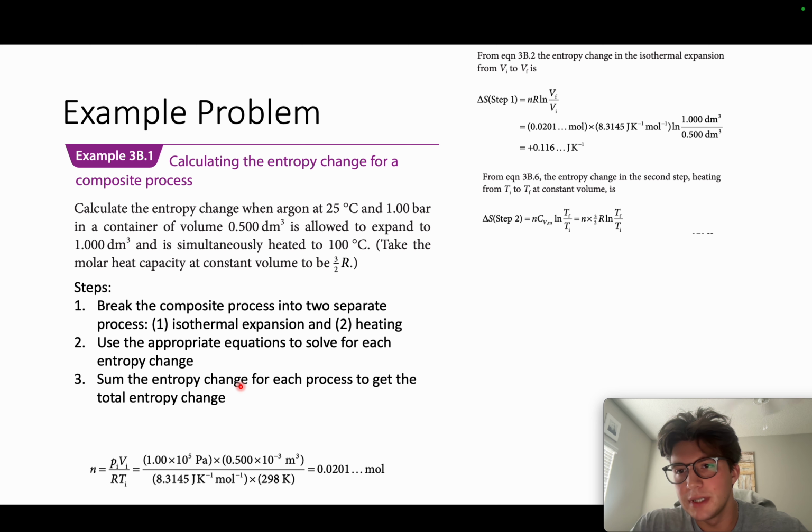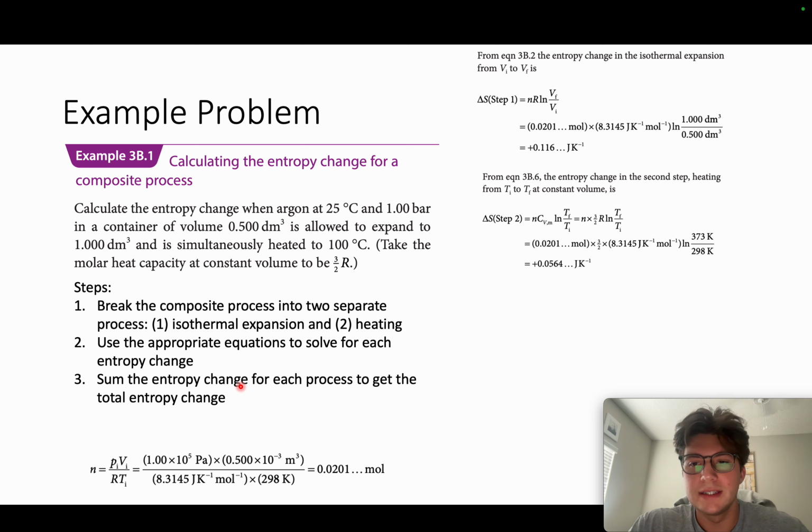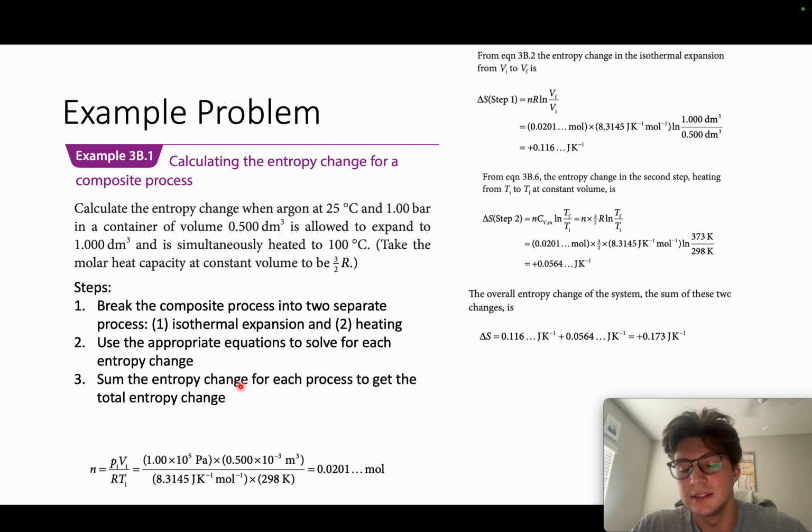Then the second step we said was the heating. For the heating, we're given this equation that takes into account the heat capacity and the moles, and then the initial and final temperatures. Plugging in these values, we're able to calculate the entropy change for the heating step of this problem. And then finally, as I said, since entropy is a state function, we can sum together these two entropies that we found using the appropriate equations for each step and find the total entropy change for the composite process.